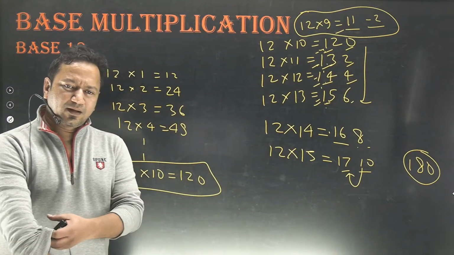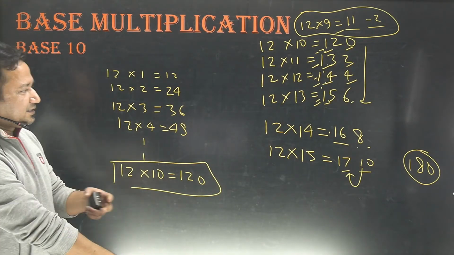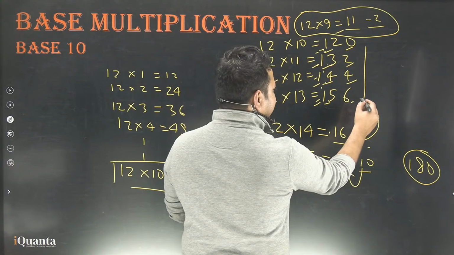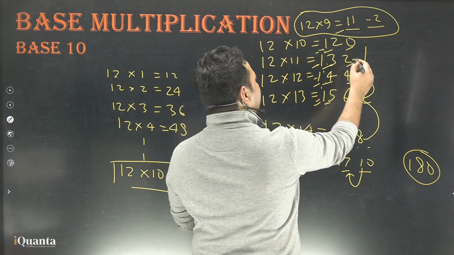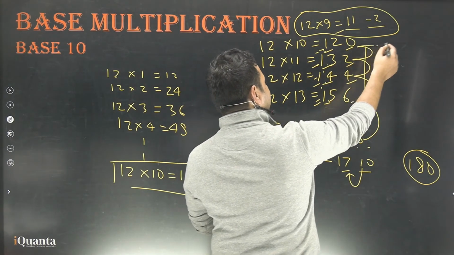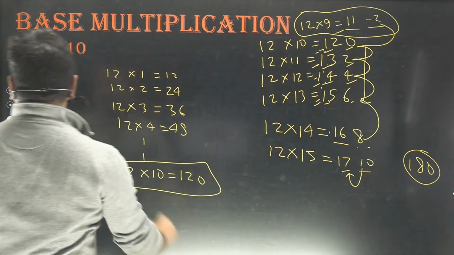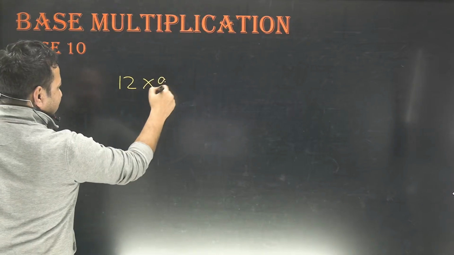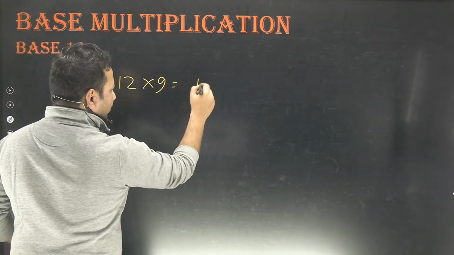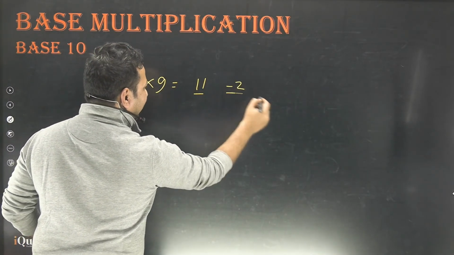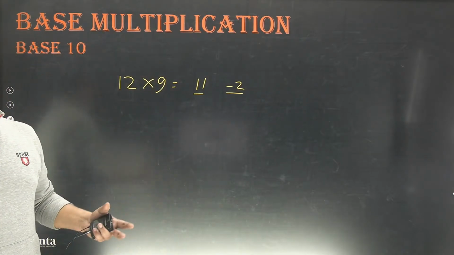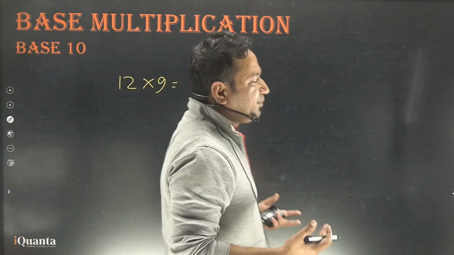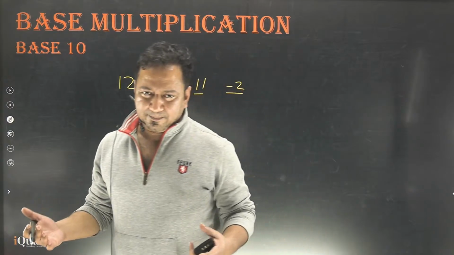Similarly, going back, 8 minus 2 is 6, minus 2 is 4, minus 2 is 2, minus 2 is 0, 0 minus 2 is minus 2. And there lies the pattern, there lies the beauty of mathematics. So 12 into 9, as I told you, looked like 11, and then I had minus 2 over here. Now, of course, a negative number cannot be a digit, right?